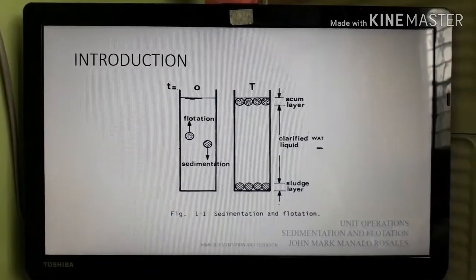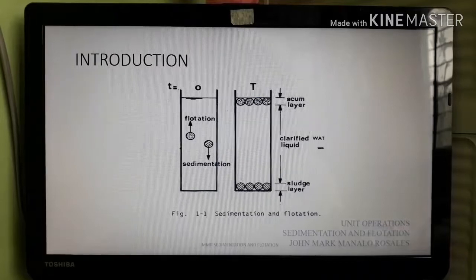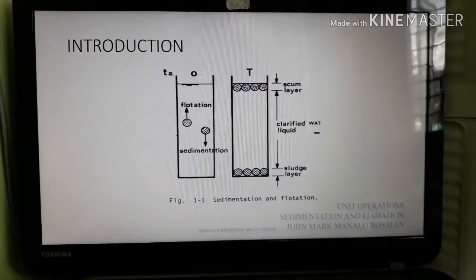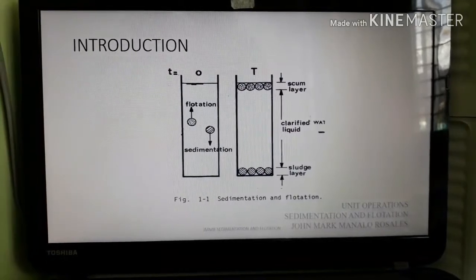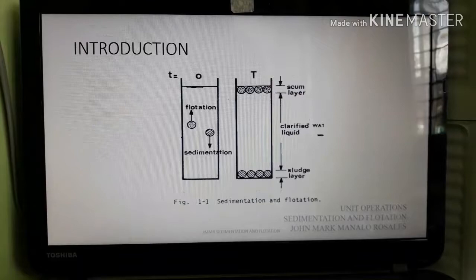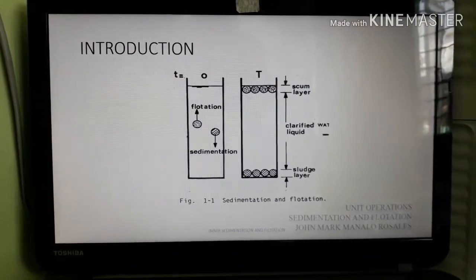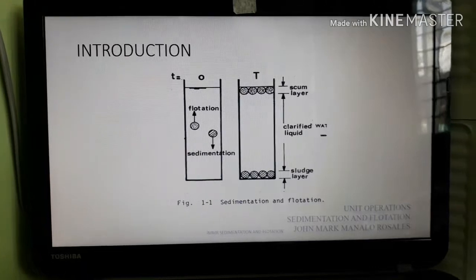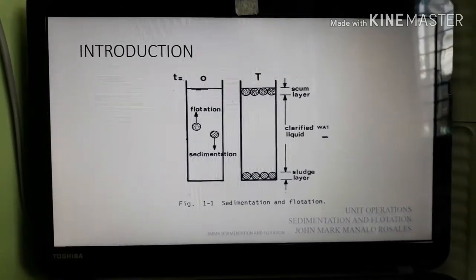Seen here is the figure showing the difference of flotation and sedimentation. We can see on the left side of the figure that flotation is going up and that sedimentation is going down. Flotation is caused by buoyancy, while sedimentation is caused by gravity.